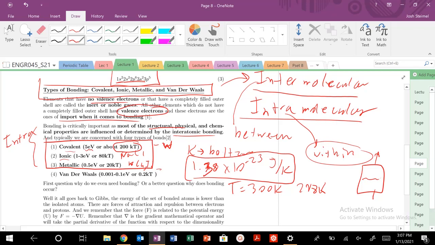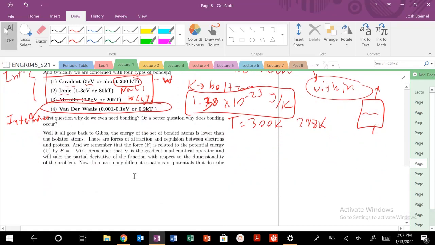Now, some of these other interactions, like van der Waals here, these are intermolecular interactions. What are van der Waals interactions? Well, one of the best examples that you could see is that van der Waals are very, very weak interactions. So for a polymer, for example, this is polyethylene.